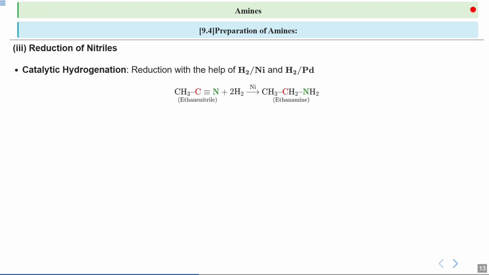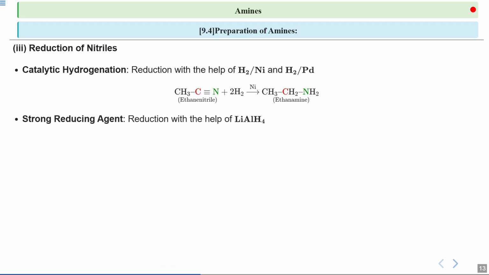So if you see, we have ethanenitrile. This is C triple bonded to nitrogen. When we are using hydrogen gas along with a metal catalyst like nickel or palladium, it reduces this nitrile group. So see, it is now CH3CH2NH2, which is ethanamine. So this catalyst over here, this nickel, adds the hydrogen atoms to the molecule, turning this nitrile into an amine.